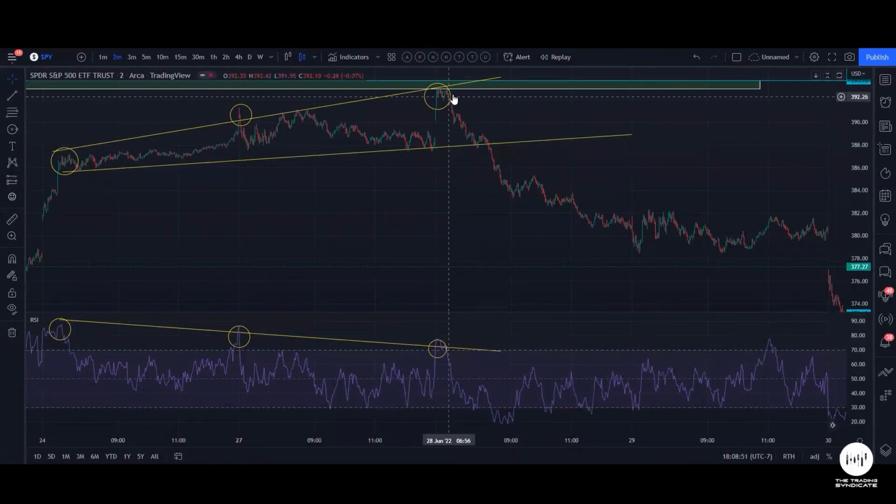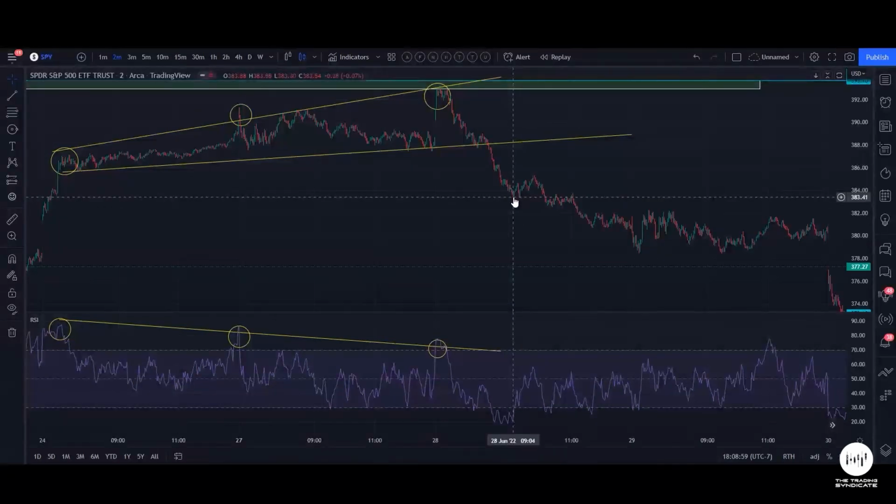Notice we're getting that divergence move right here. And then the breakout occurs at 8:16. And that move low occurs at around, let's see here, 9:04, which is a little bit over 30 minutes, but less than an hour. So about a 48-minute move right there.